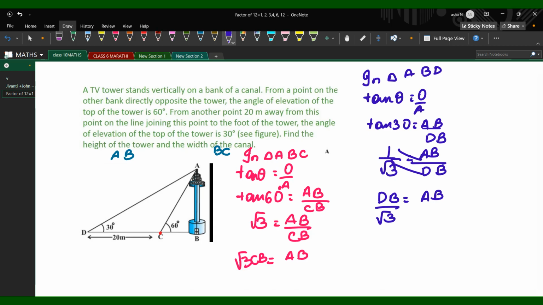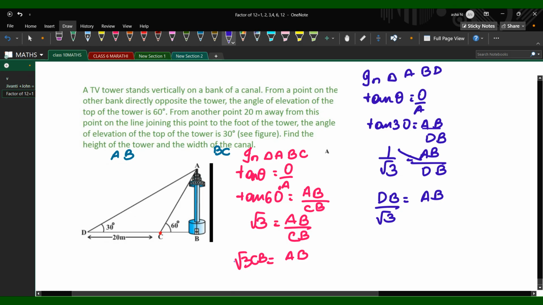Now we can substitute. But what will we do after substitution? Either one of the values we should know, na? Rather, we can do one thing. Left hand side is equal to left hand side, so right hand side will also be equal to right hand side. We don't have the values to substitute, na? Suppose I substitute AB in place of CB, in place of CB, I am writing root 3 CB, I am putting root 3 DB upon root 3. What is the effect? It is not going to affect anything.